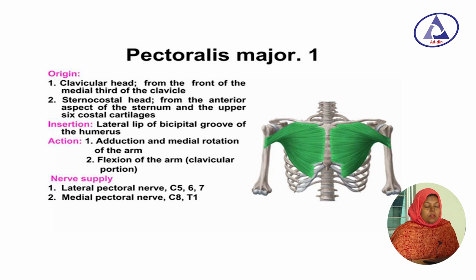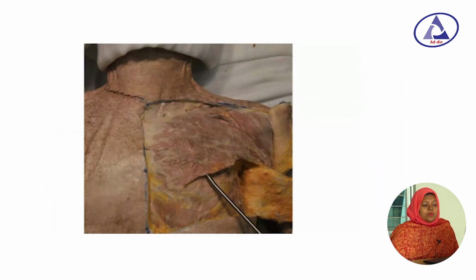Now, what is the action of the pectoralis muscle? It is adduction and medial rotation of the arm, that means at the shoulder joint, and flexion of the arm, that is by the clavicular portion. Nerve supply: lateral pectoral nerve and medial pectoral nerve. We also know the root value: the lateral pectoral nerve is cervical 5, 6, 7, and the medial pectoral nerve is cervical 8 and thoracic 1.